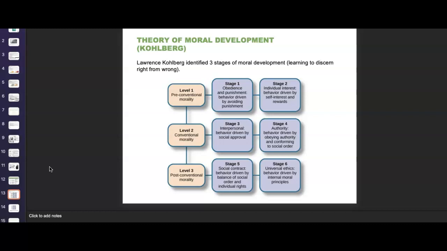In addition, history is full of situations in which local public opinion was supportive of morally abhorrent activities, such as genocide or slavery. Now, the final step of Kohlberg's moral development was the post-conventional morality, or level 3.